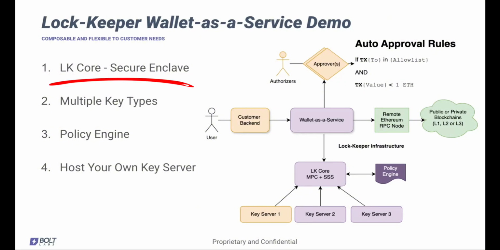The first is the private key. Private keys are generated in a secure enclave environment in the cloud. We're currently building on AWS Nitro, and this provides confidentiality of the key material protected by Lockkeeper.